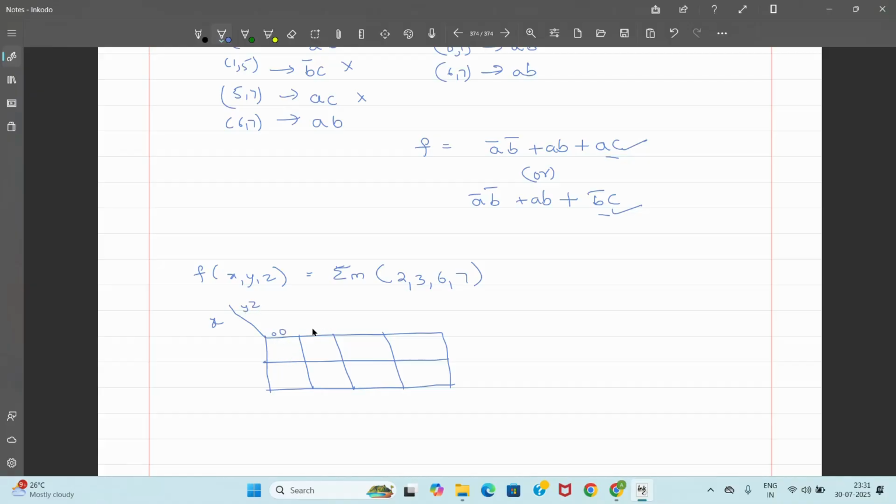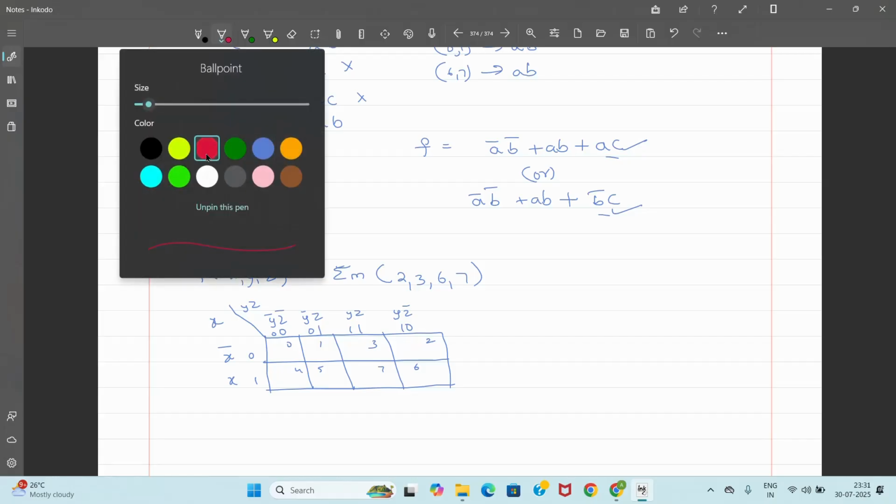If they give you XYZ, please write your answers in terms of XYZ. Whatever variable is mentioned in the question, your solution should be with respect to that variable only. Okay. If they've given ABC, please don't write the answer in XYZ format. That will be wrong. Okay. So since in this question they've given XYZ, I've taken the variables in K-map also as XYZ variables only.